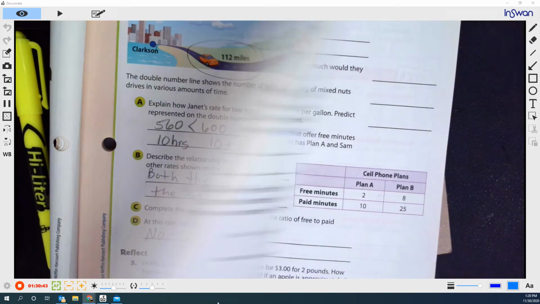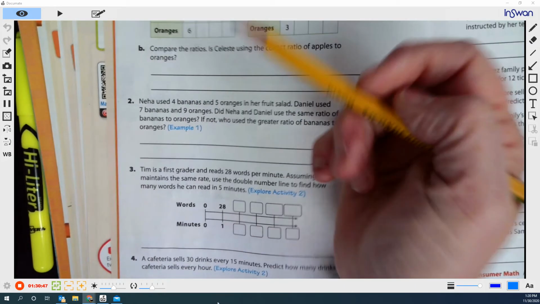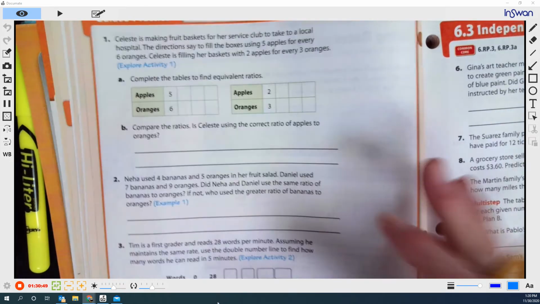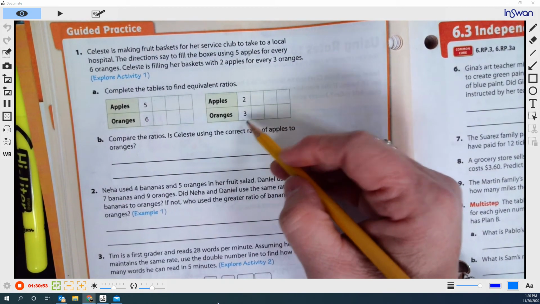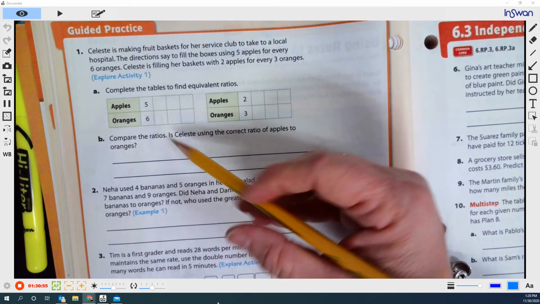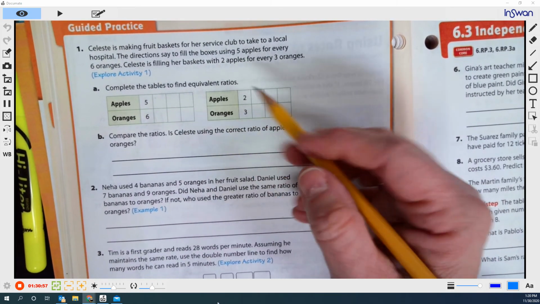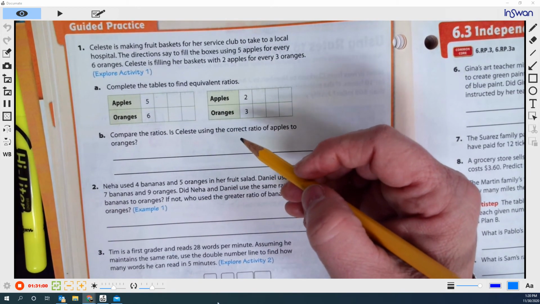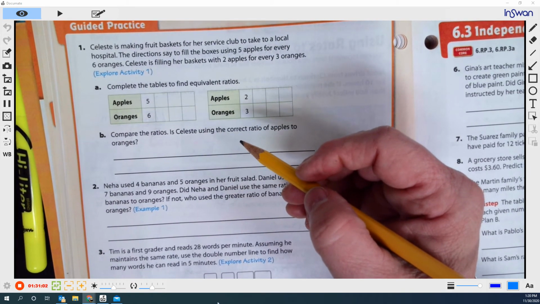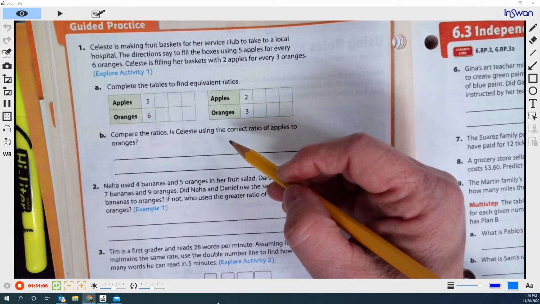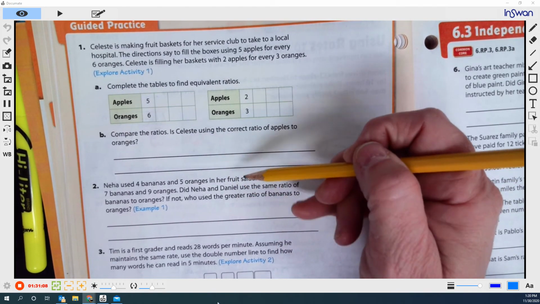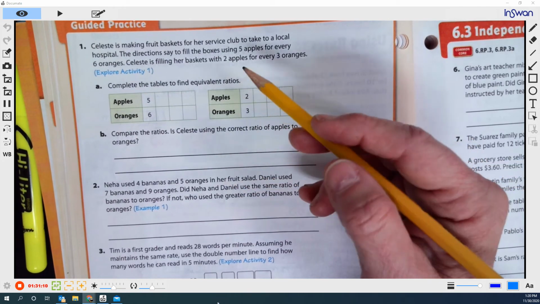When we have equivalent ratios, or when we're checking for equivalent ratios, you take the two things that you're comparing, like the 5/6 on the oranges and the 2/3 on the apples to oranges. You take those, and then once you multiply through those, you are able to determine if they are equivalent. So we want to compare. We want to see if they're using the same.